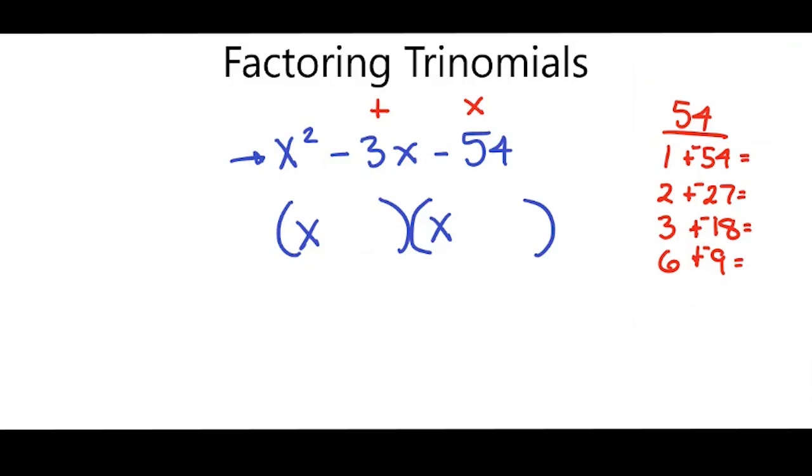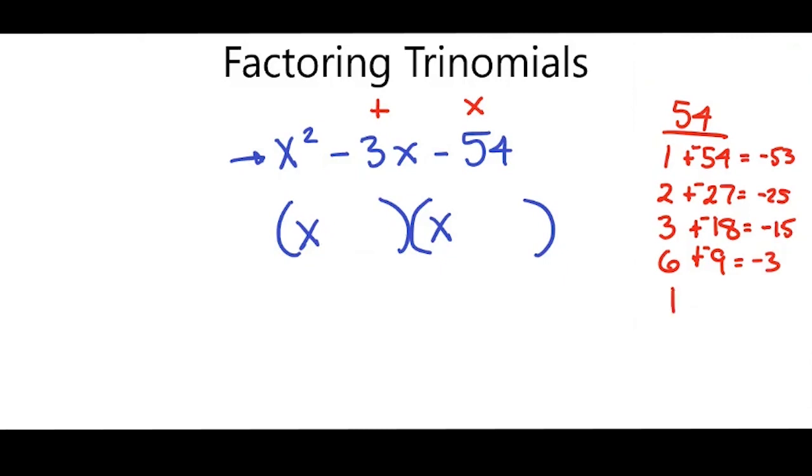Well, 1 plus a negative 54 is negative 53. 2 plus negative 27 is negative 25. 3 plus negative 18 is negative 15. And 6 plus negative 9 is negative 3. And negative 3 is exactly what we're looking for.